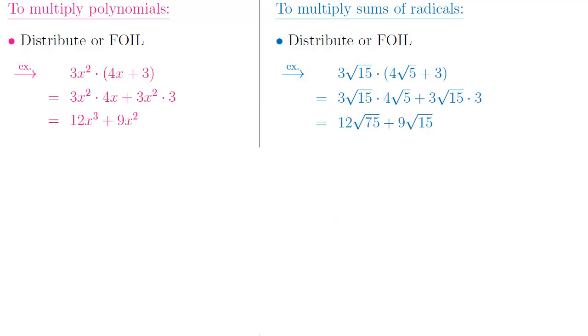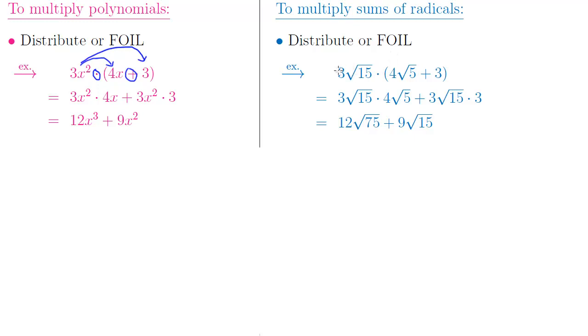So we can continue our analogy to help us understand how our operations mix. For example, multiplying polynomials mixes multiplication with addition. To multiply polynomials, you would either distribute or FOIL, depending on how big the polynomials are. In this case, we just have to distribute the 3x squared. It's the same idea when you're dealing with radicals. To multiply sums of radicals, you either distribute or FOIL.